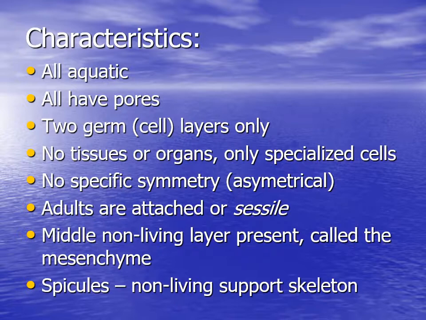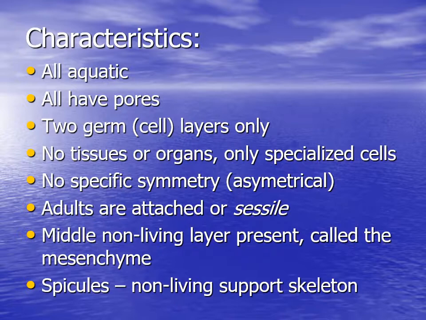All sponges have pores. These are openings that allow water to come into the sponge, and that's also going to bring with it food for the sponge to eat. Sponges have two germ layers, and they don't have mesoderm, so they only have the endoderm and ectoderm. They don't have very organized tissues at all.